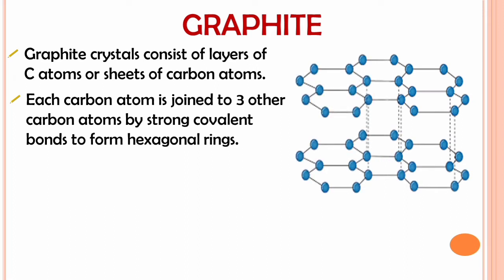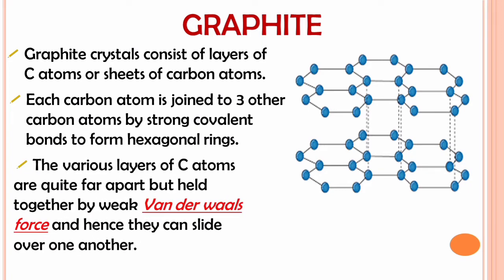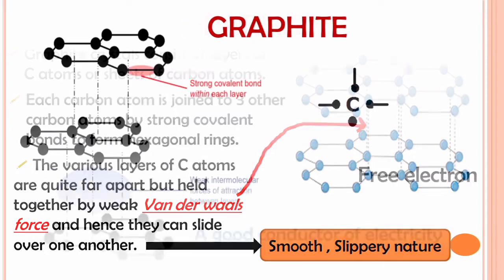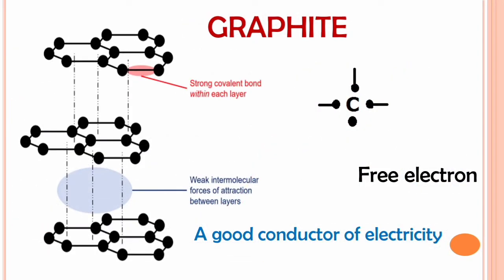In graphite, each carbon atom is linked to 3 other carbon atoms through strong covalent bonds and form hexagonal rings. These hexagonal rings are arranged in layers one above the other. The various layers of carbon atoms are held together by the weak van der Waals attractive force. So, the layers are not fixed and they can move or slide over one another, resulting in the smooth, slippery nature of graphite. There are free electrons present in the structure of graphite, which make it a good conductor of electricity.